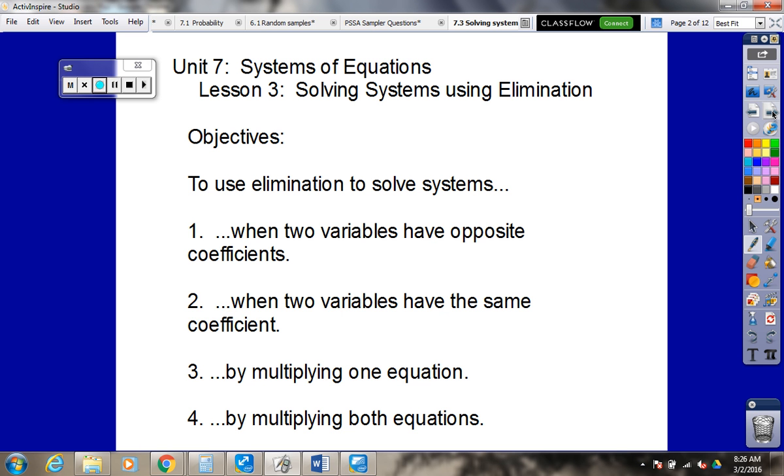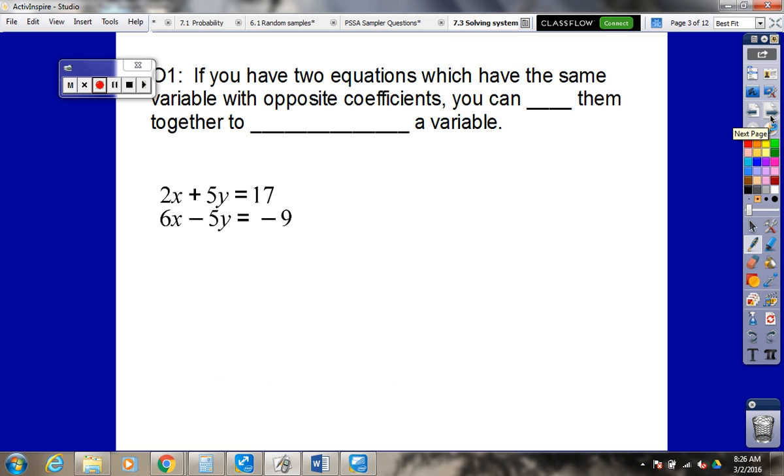Sometimes we have to multiply one equation. Sometimes we have to multiply both. So as you go down, this gets harder. We are going to cover objectives 1 and 2 in today's lesson, and then we'll probably split 3 and 4 into 2 separate ones. The concept is not that hard, but the practice of it is kind of tricky sometimes, so we'll give you time on each of those.